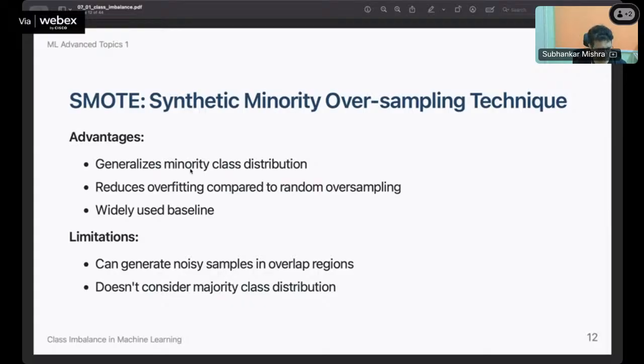Almost everybody uses this one, and this does not consider any of the majority class distribution. That can be a worry, and it might also result in generating some samples which should never exist in the, let's say, experimental process or otherwise.